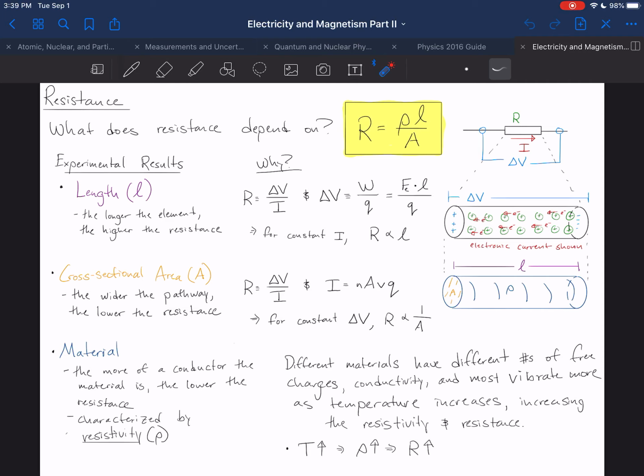Finally, you can simply consider the material. So why does the material affect the resistance? Well, different materials have different numbers of free charges, different conductivity, and most do vibrate more as temperature increases, increasing the resistivity and the resistance, which we just talked about.